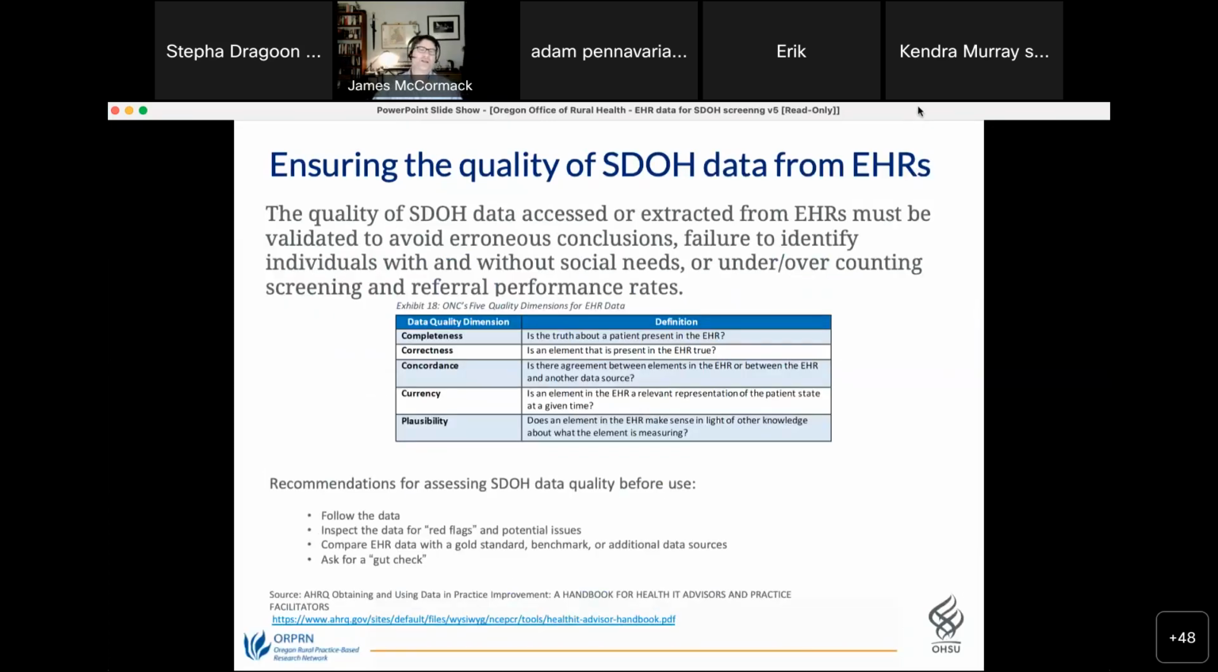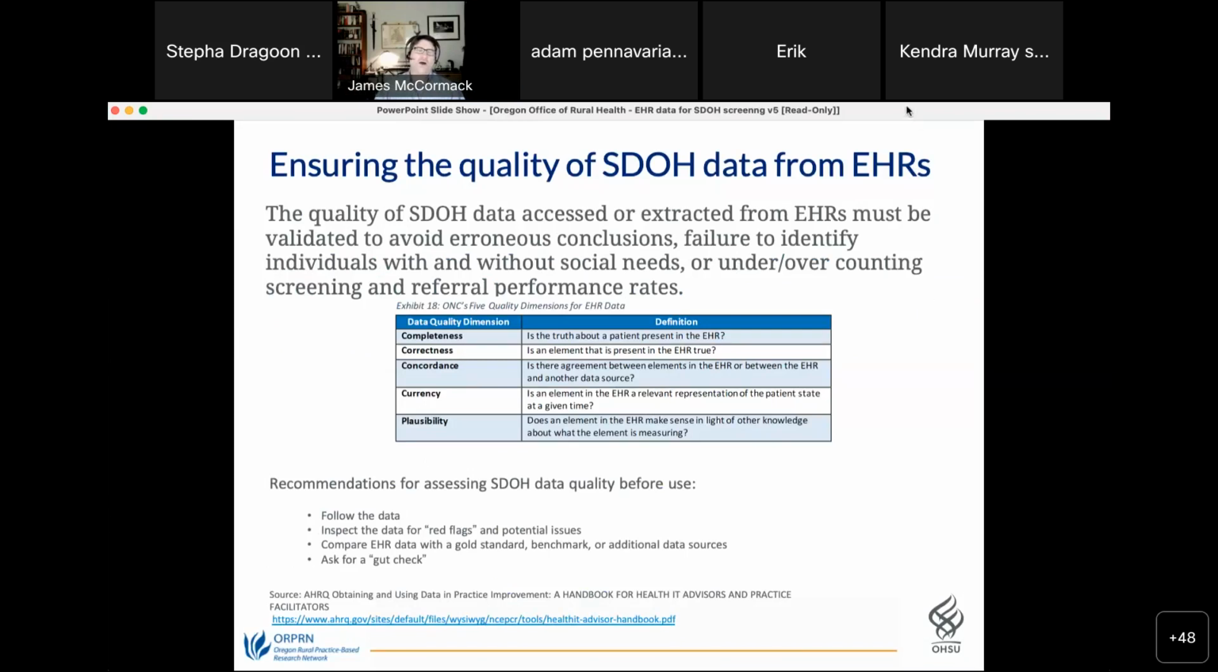So ensuring quality, I cannot stress how important this is, and it's something that's really overlooked. There are so many assumptions that we make about data once we see it in a spreadsheet. So once your analyst has extracted it, you have this great, beautiful spreadsheet with the data columns, and you're looking at it, and you see a bunch of nulls. You have to ask some questions about that.